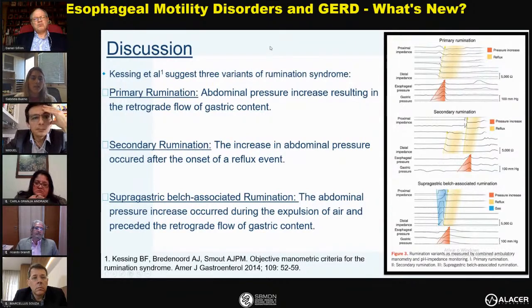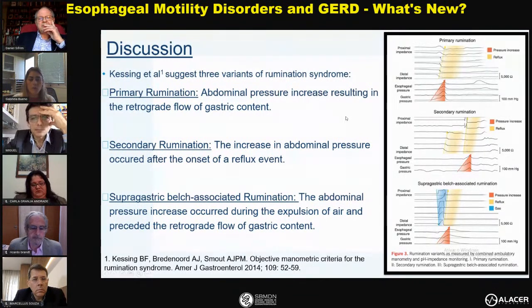So here I brought a discussion of the variants of rumination syndrome suggested in Kessing et al. The primary rumination is the abdominal pressure increase resulting in the retrograde flow of gastric content, which is the most common mechanism of rumination syndrome. In the secondary rumination, we can see the increase in abdominal pressure that occurred after the onset of a reflux event. And the third one is the supragastric belch-associated rumination, in which the abdominal pressure increase occurred during the expulsion of air and preceded the retrograde flow of gastric content.